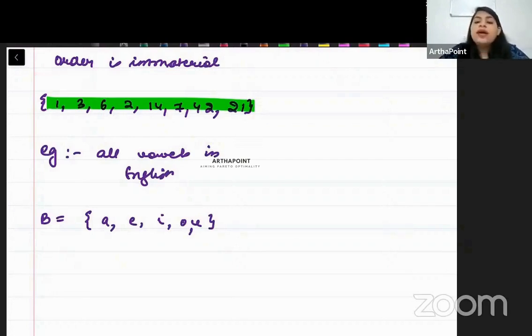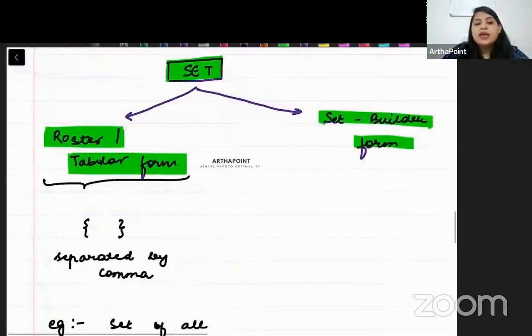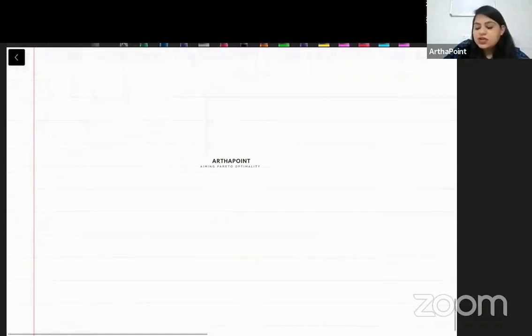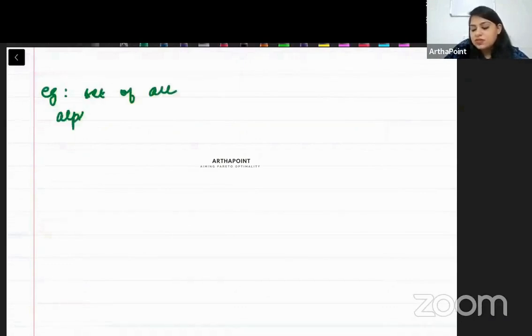Now, note that whenever you go ahead and you write a set, very important thing, in the roster format, you should have no repetition. Elements should not be repeated. Let me give you an example. Just say, if I ask you, make a set of all alphabets that come in the word school.